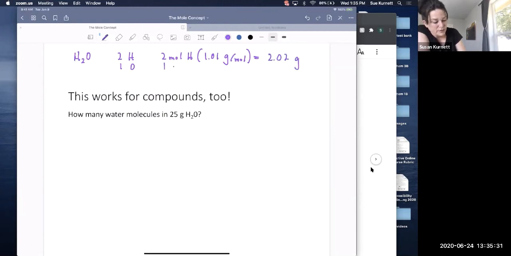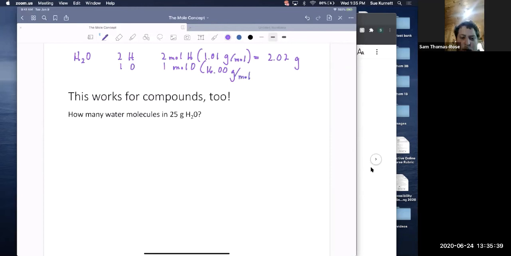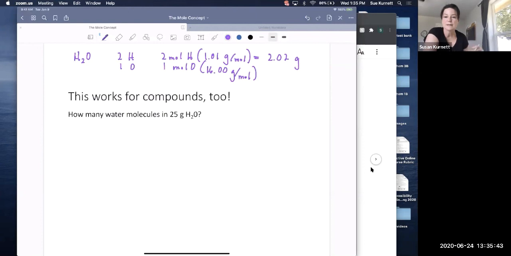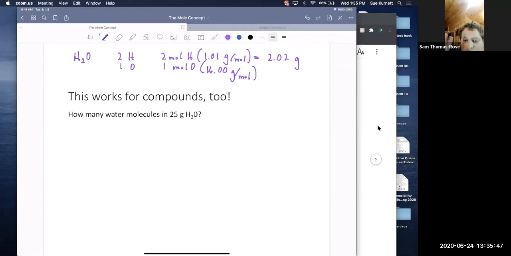And 1 mole of oxygen times the molar mass I find on the periodic table. So for water, H2O, you'd have 2 for hydrogen. Yep, exactly.